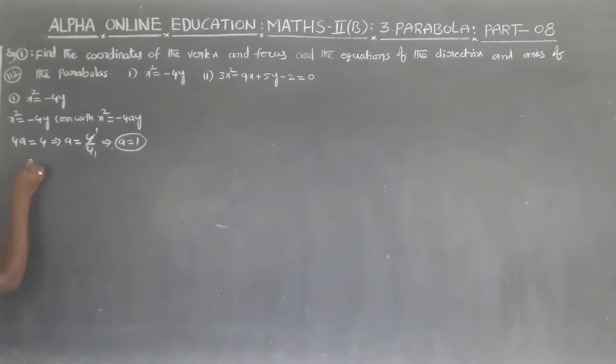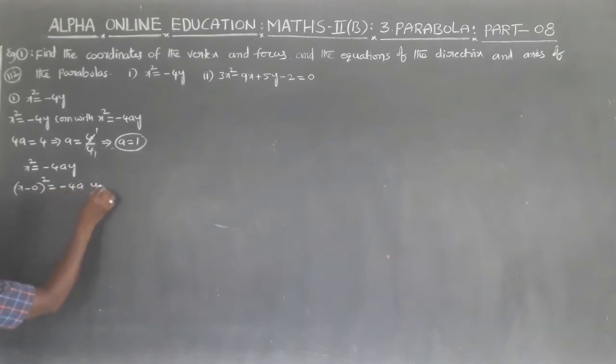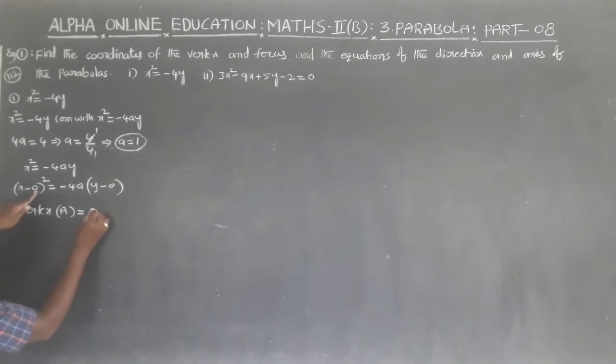Given parabola x² = -4ay. Write it as (x - 0)² = -4a(y - 0). Here, find number 1, vertex. Vertex: x coordinate 0, y coordinate 0, so vertex is (0, 0).